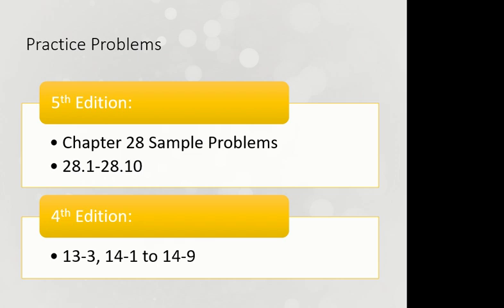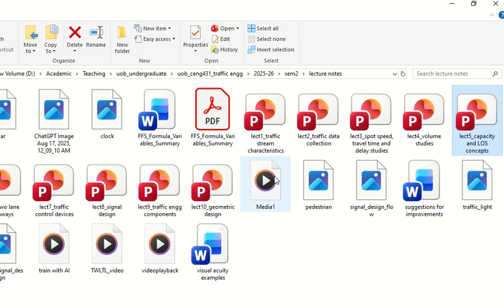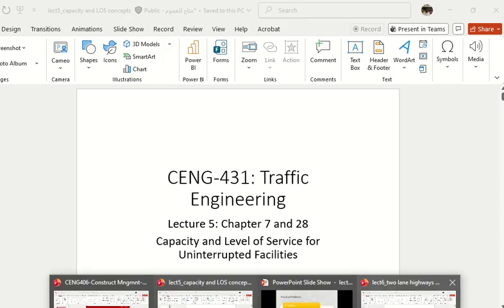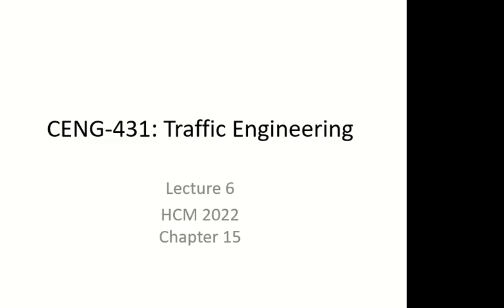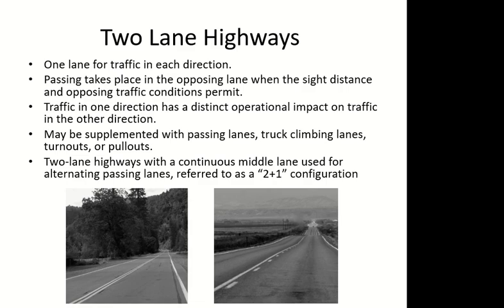Some examples you should look into for practice from both editions, like I'll be doing. Now we move to another uninterrupted flow facility, which is the two-lane highway. We have three types of uninterrupted flow facilities: multi-lane, freeway and two-lane highways. So we are now discussing two-lane highways. Still the same outcome of the course.